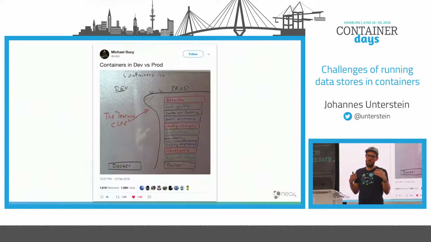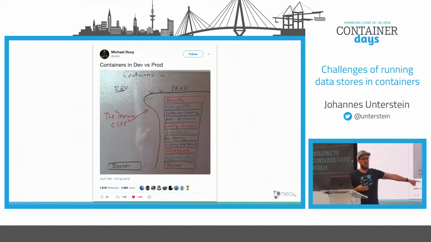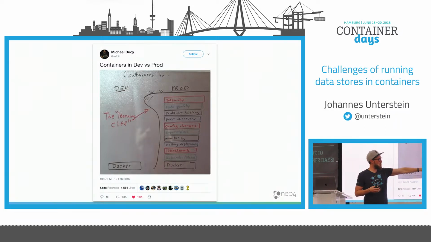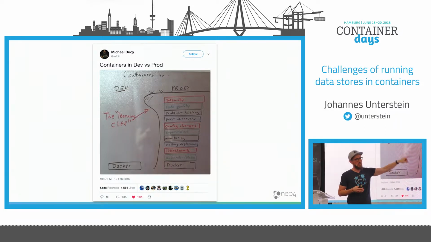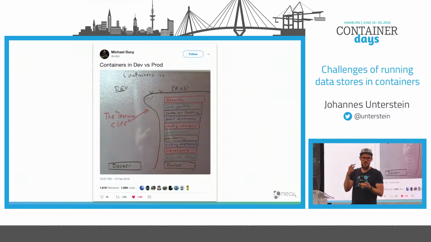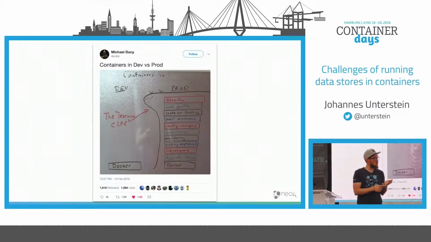Because we need to think about more than just running our containers. And that is a tweet, and it's 2.5 years old. A lot of people know that. So it's a learning curve between containers in dev and prod. I don't think you can read all of that, but you see the difference. So when you're putting containers in production, you need to think about security, discovery, networking, configuration, and also orchestration.